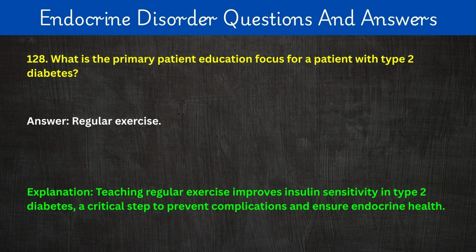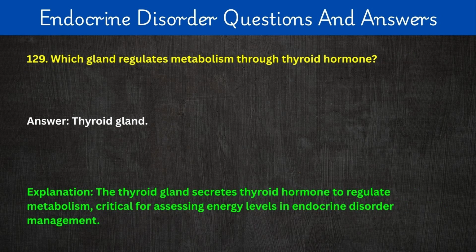128. What is the primary patient education focus for a patient with type 2 diabetes? Answer: regular exercise. Explanation: teaching regular exercise improves insulin sensitivity in type 2 diabetes, a critical step to prevent complications and ensure endocrine health.